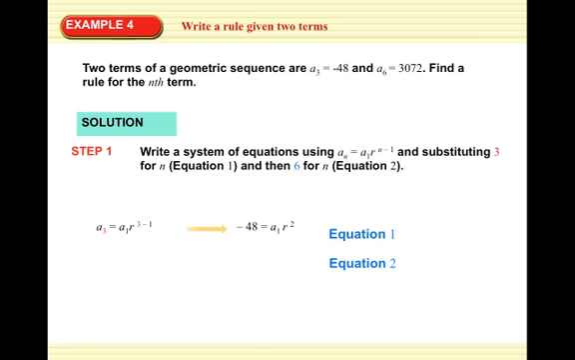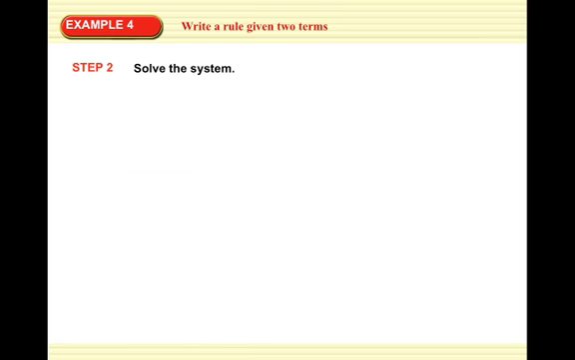And then our next equation we're going to get from what we know about the sixth term. So A6 equals A1 times R to the 6 minus 1. Well, the sixth term equals 3072. And that's going to be A1 times R to the 5th, because 6 minus 1 is 5. All right, so we're going to solve the system. First thing we're going to do is solve equation 1 for A1.